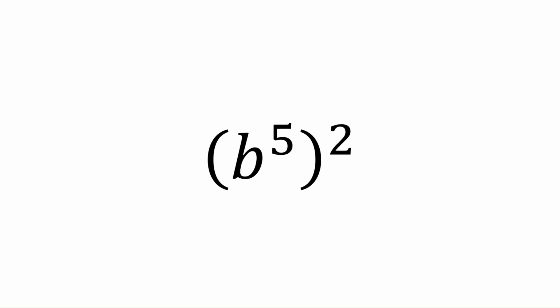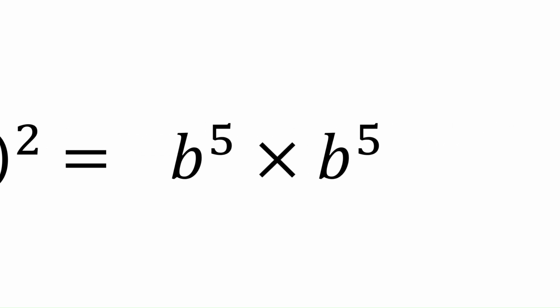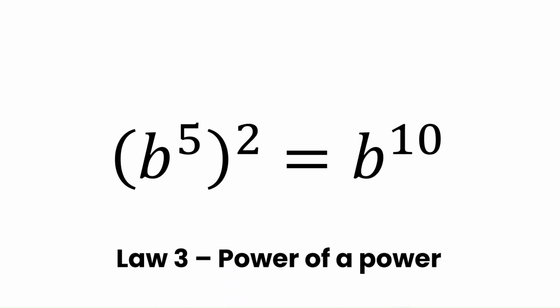The third law is the power of a power rule. When we raise a power to another power, we multiply the indices together. So something like b to the power of 5, all squared, becomes b to the power of 10. Why? Well, because b to the power of 5 is 5 b's multiplied together. If that whole thing is squared, it means that we multiply the expression by itself again. So in total we end up with 10 b's multiplied together. That is why the powers multiply.